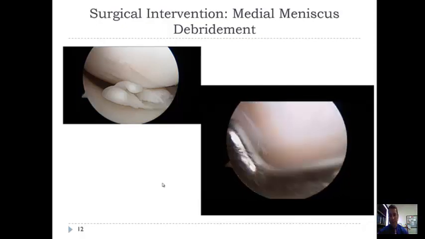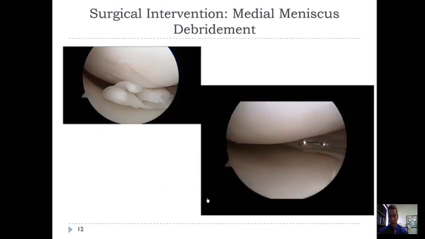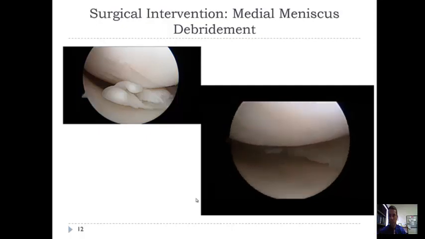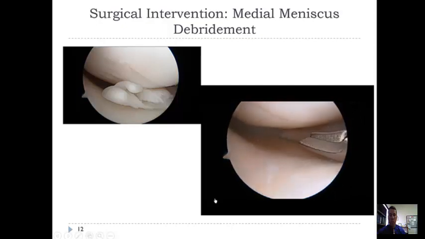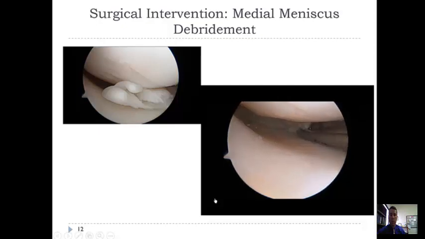He's searching the joint. He'll move the knee a little bit and then probe the meniscus. And you can see there it's mobile. There's a flap. There's a torn end to that meniscus. So he cleans that up and debrides it, cutting off the loose end of the meniscus, and then he'll smooth that out.